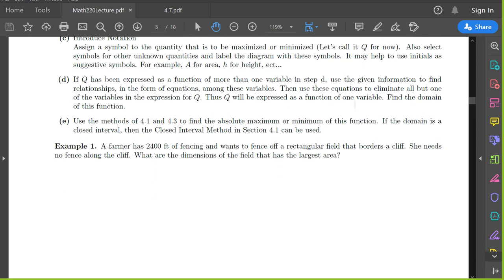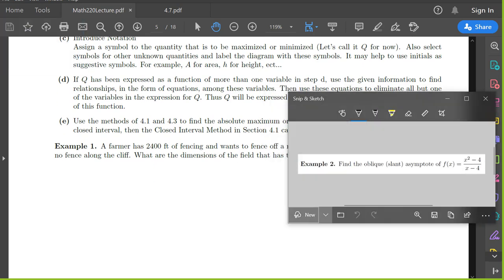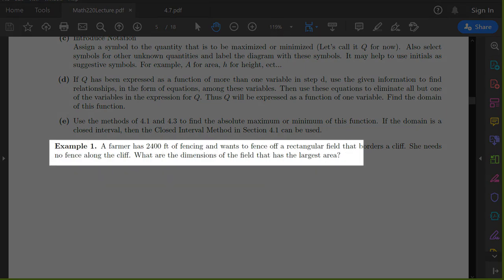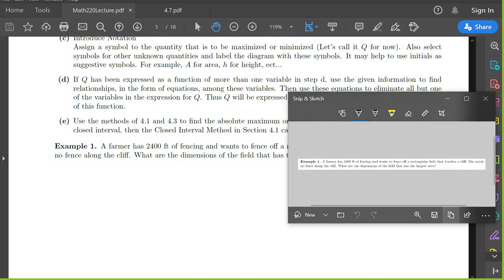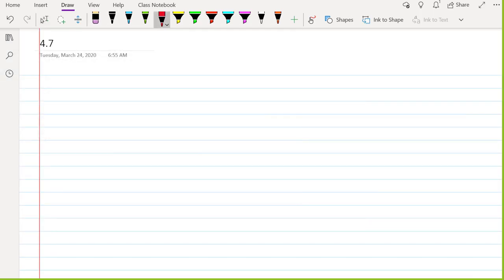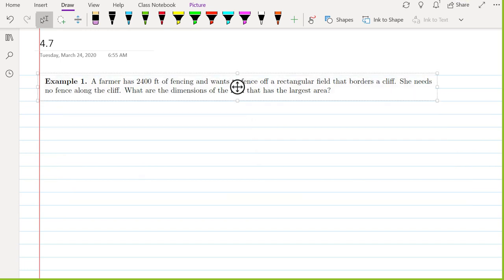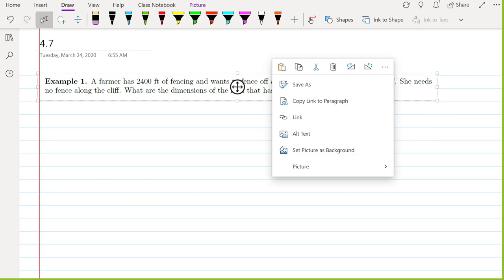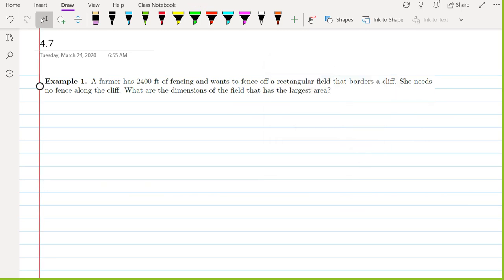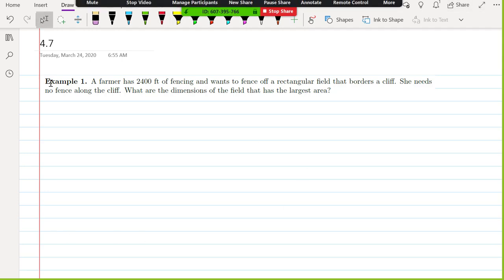All right, so we're going to start off with the most classical optimization problem ever. Example 1. A farmer has 2,400 feet of fencing and wants to fence off a rectangular field that borders a cliff. She needs no fence along the cliff. What are the dimensions of the field that have the largest area? So let's start with our diagram.